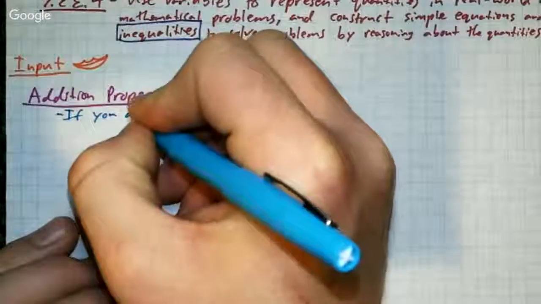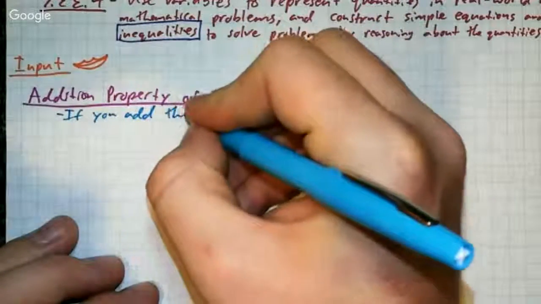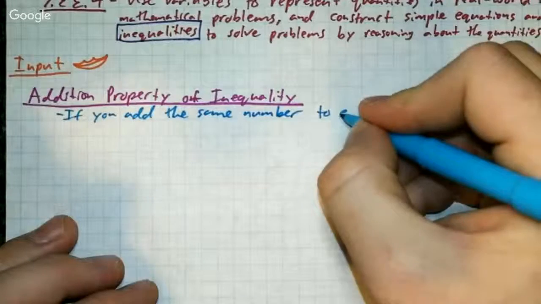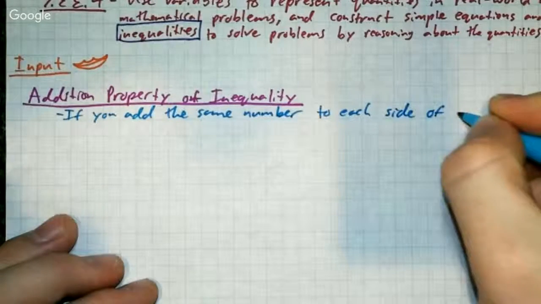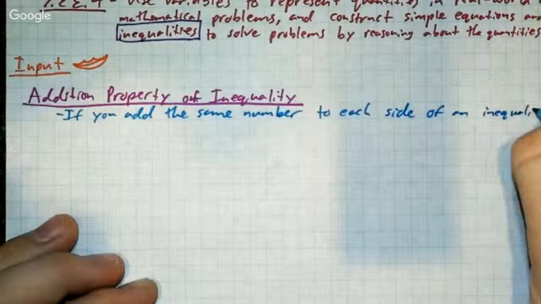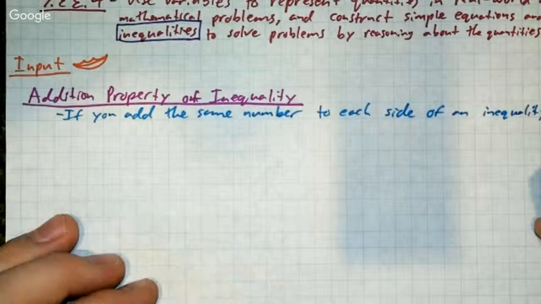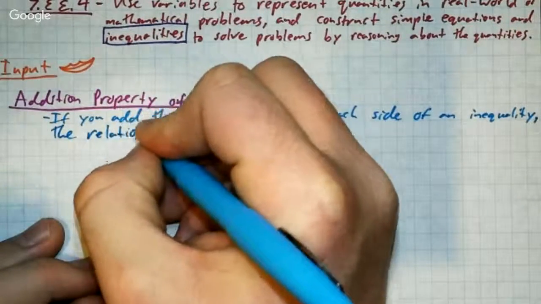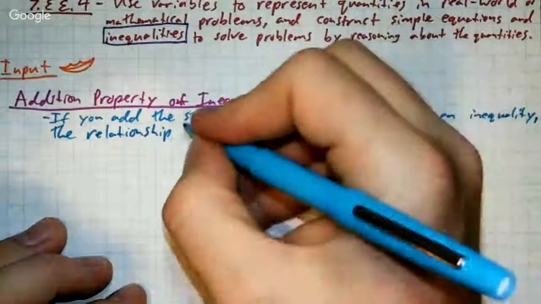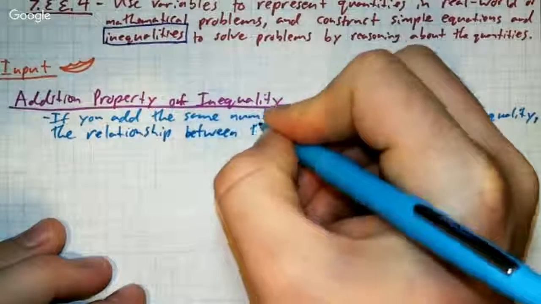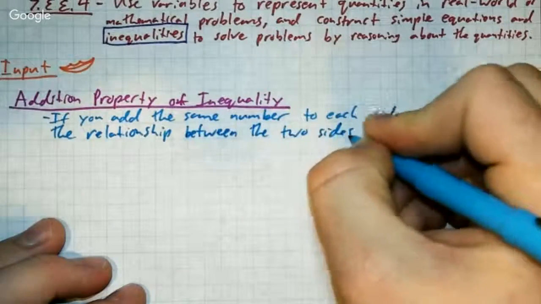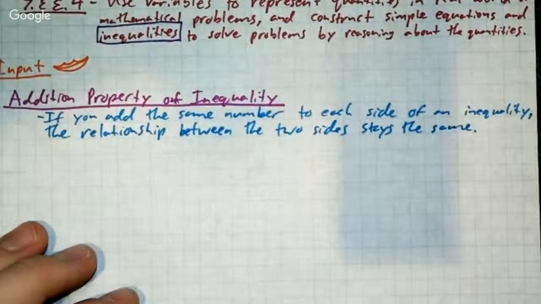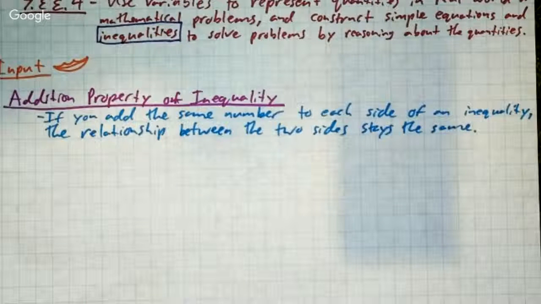if you add the same number to each side of an inequality, the relationship between the two sides stays the same. That's all it states. Same thing as an equality.